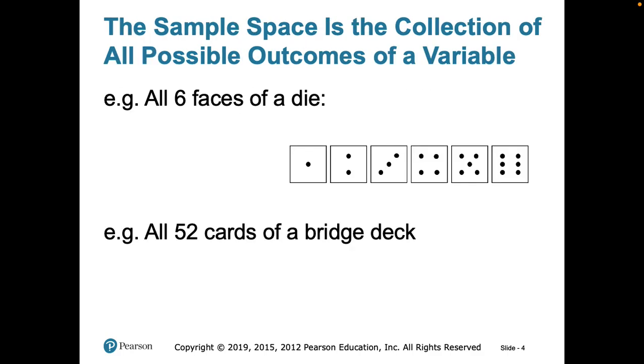Let's start by talking about the sample space. This is something you need to understand. So what is that? Basically, it's all possible outcomes of a variable. If you have a coin, your sample space is going to be 2, because the coin could be either heads or tails. If you have a die, then your sample space is going to be 6, because you have 6 possible outcomes once you roll the die. If you need to pick a random card, your sample space is going to be all the 52 cards, assuming you have a full deck, that are in the bridge deck.